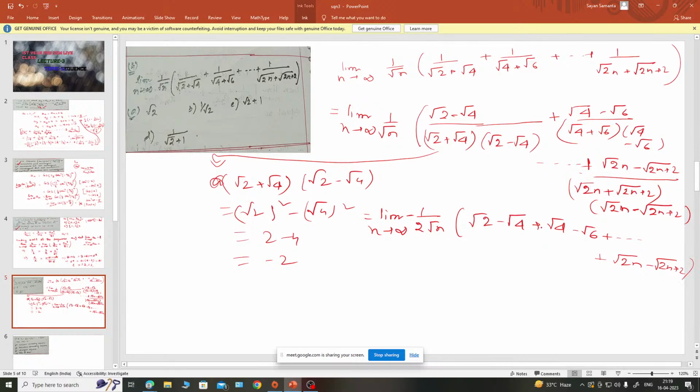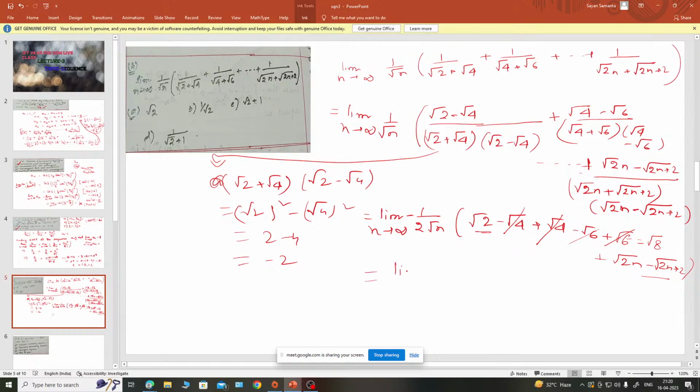So here we see that alternative signs exist, so that is discarded. This is discarded. Here root 6, so the next term also exists, root 6 minus root 8, so it is also discarded. So here the first term and last term exist, and the middle terms are all 0. Is it clear to everyone?